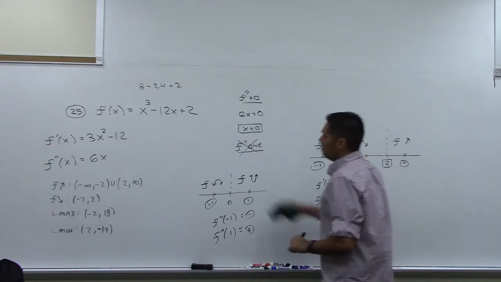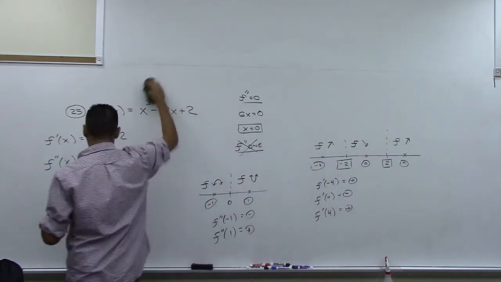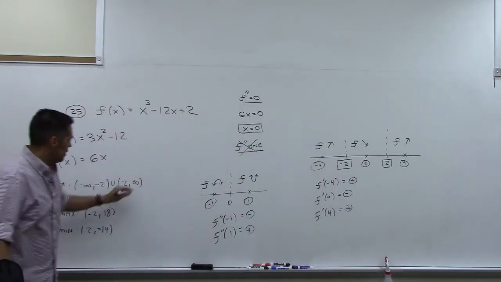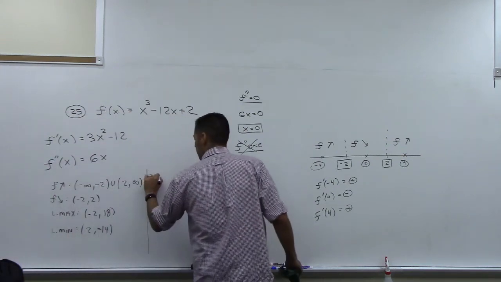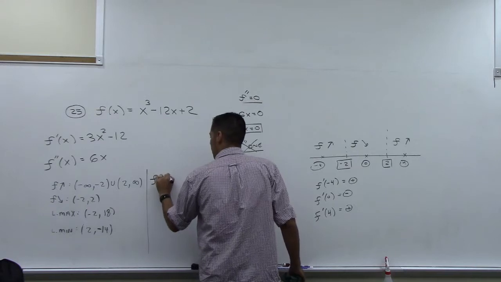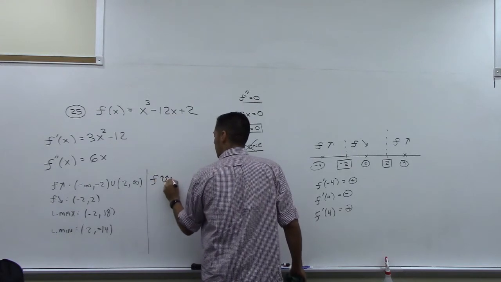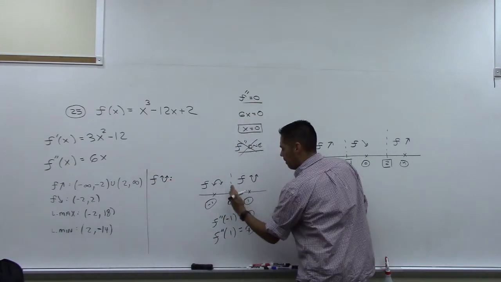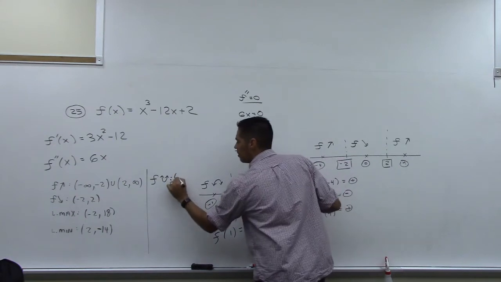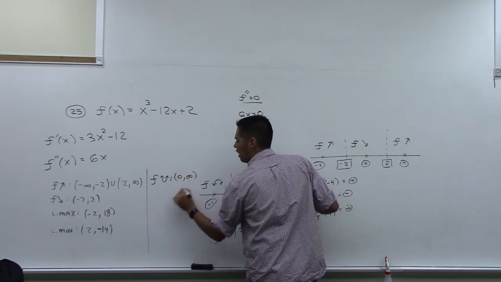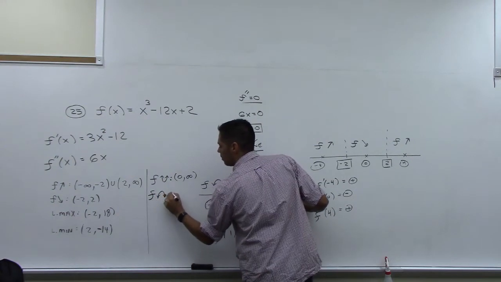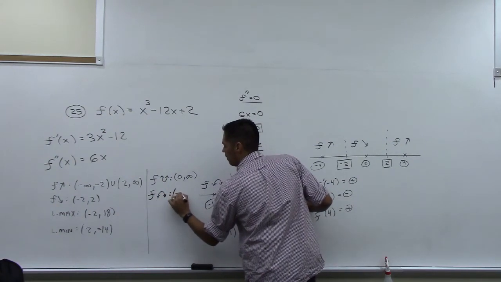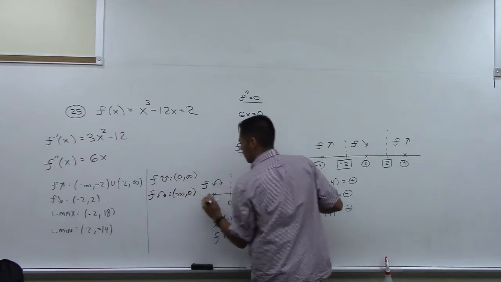All right, so I can add to this information here, and I'll just add it right here, that my original function is concave up on the interval from 0 to the right, so from 0 to infinity. And my original function is concave down, those are arrows, from negative infinity to 0, so to the left of 0.